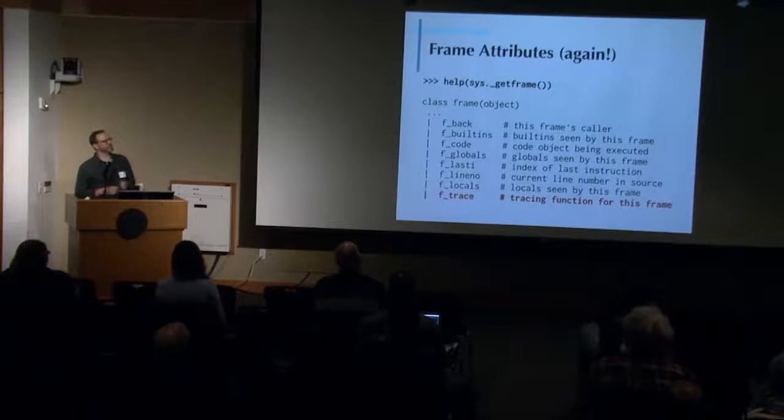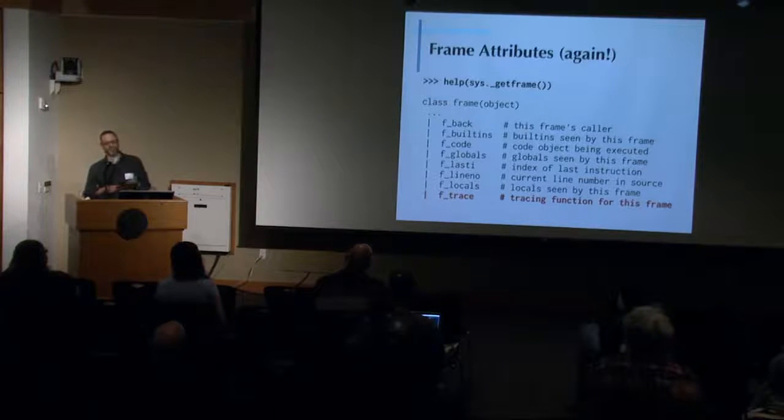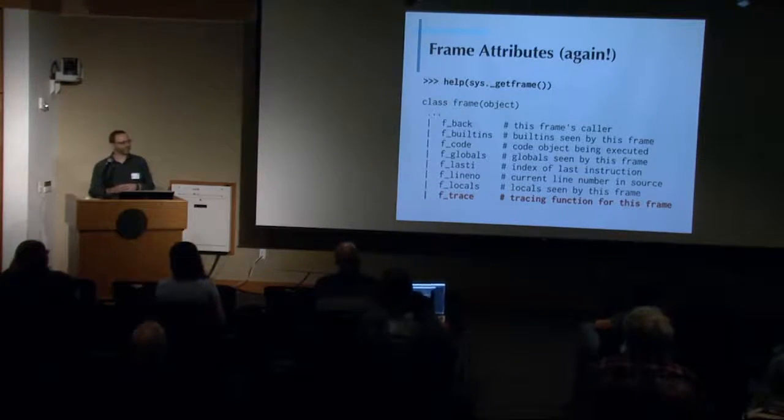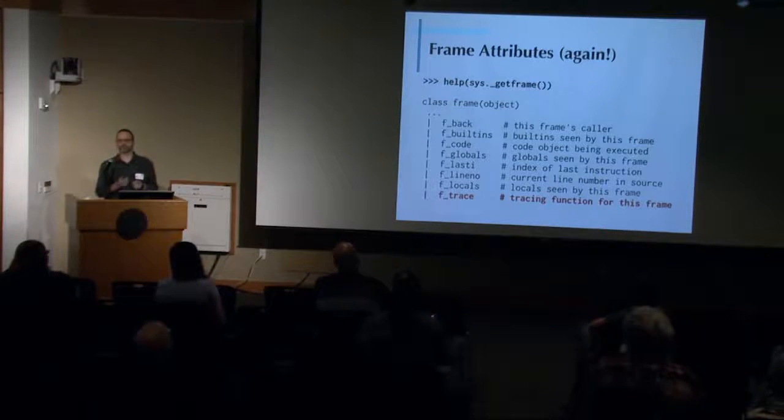If you remember this slide talking about the frame attributes, you may have noticed at the bottom there's an f_trace attribute, and this is where the local tracer is stored, right? So when you're not at the call event, but you're in one of the subsequent events, the Python interpreter is going to run the tracing function that is stored in this frame. And that happens automatically when you return a tracing function from your tracer.